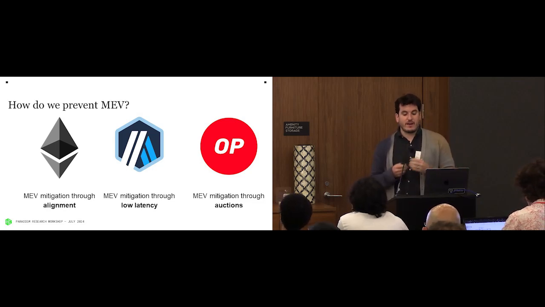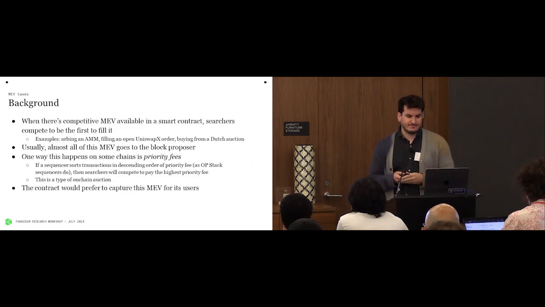And the third way to try to do it is through auctions, trying to auction off the right to interact with a smart contract in order to capture that value for the contract or the application. And that's the one that I'm going to talk about today.